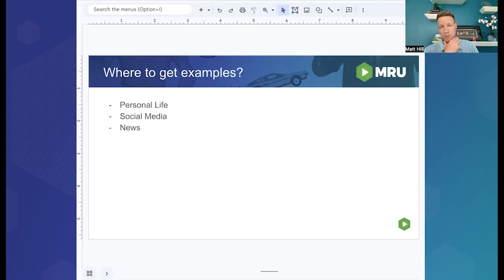So where do you get examples? You can bring them in from your personal life. Of course, you could see something on social media. Often I'll see something and remember, all right, I want to bring this up in class. One of my favorite examples, which may not be as applicable depending on what level of econ you're teaching, is the FTX collapse, the crypto exchange that collapsed.